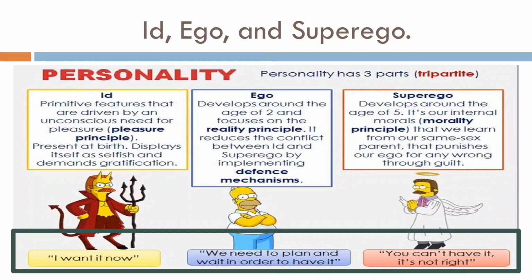In simple form, you can see it at the bottom of this slide. The id is when someone says, I want it now, which is based on the pleasure principle, impulses, and it is required immediately and without knowing the consequences of that act. The superego says, you can't have it, it's not right. What the ego does is balance the id and superego. The ego says, we need to plan and wait in order to have it. I cannot have it immediately, and morally it is not right, but I will have it after planning it to get what is required.